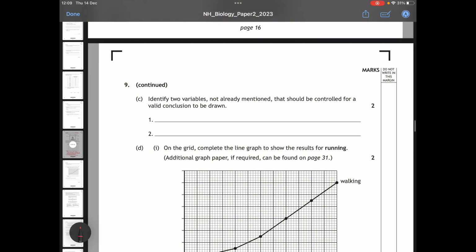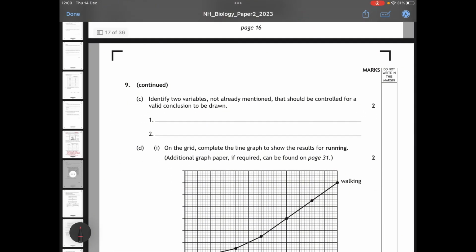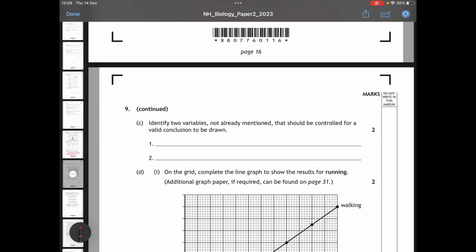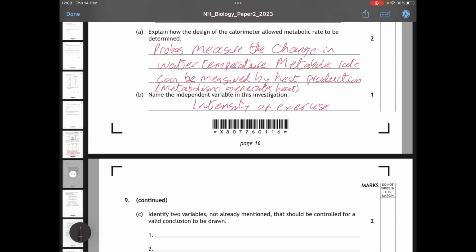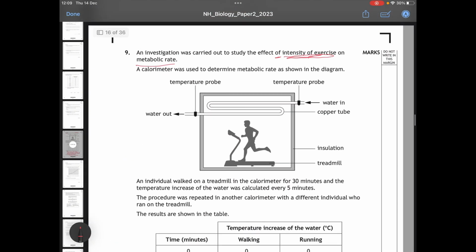Okay. The third type of variable is what I call constant variables. Okay, they're calling them here variables that should be controlled. So what sort of things in our experiment should we keep the same to make it valid? And valid in science, again, as you should know from last year, means fair. So we don't say fair, we say valid instead. So for a valid conclusion to be drawn, what would we keep the same?